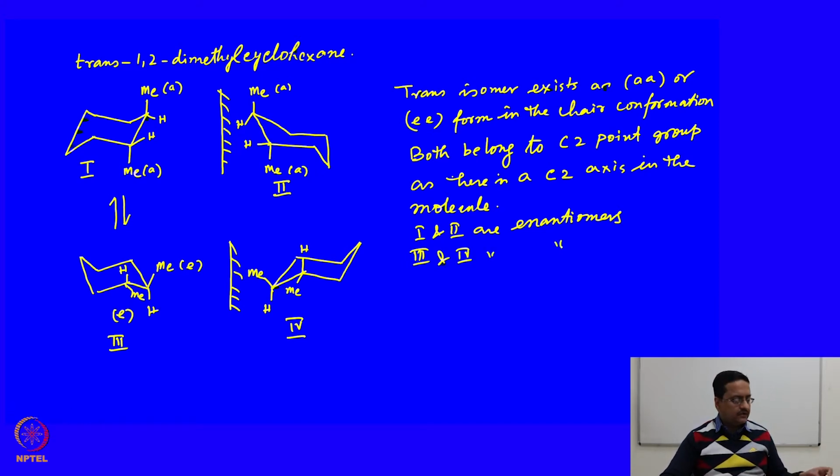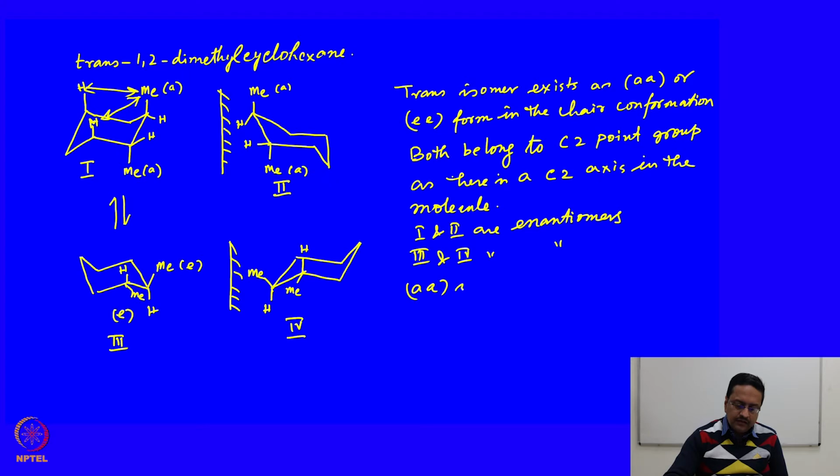So, now we need to find out which one is more stable. As we know, when we have methyl groups in axial position, they can interact by 1,3-diaxial interactions like that, and therefore, the AA is less stable compared to EE.